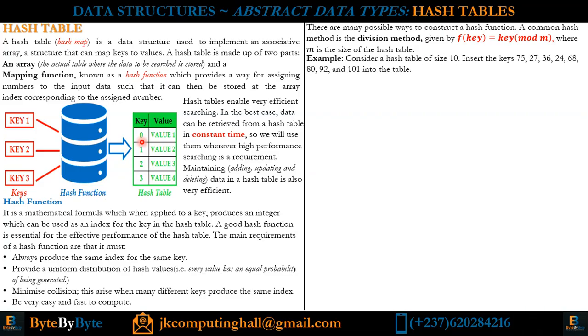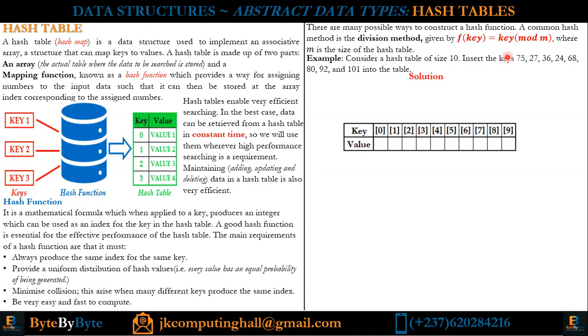Now, example, consider a hash table of size 10. Insert the keys as you can see into the table. Solution. Normally here they were supposed to specify that we are using this as formula. Okay, this is our hash table because if the size is 10, now the indices are from 0 to 9. We start with the first one. F of key, this is our formula because we are following this. Now, 75, f of 75 is 75 mod 10, which gives us 5, meaning that 75 will be stored at index number 5. This is where 75 will be stored. The next, 27 mod 10, which is 7, so 27 is stored at position 7. 36 mod 10, 6. 24 mod 10, 4.